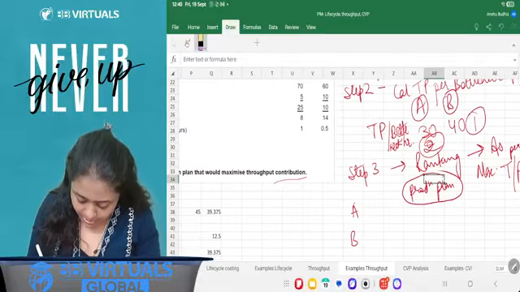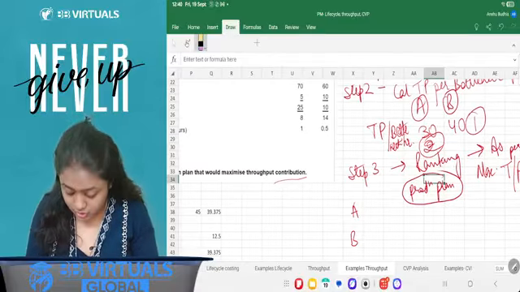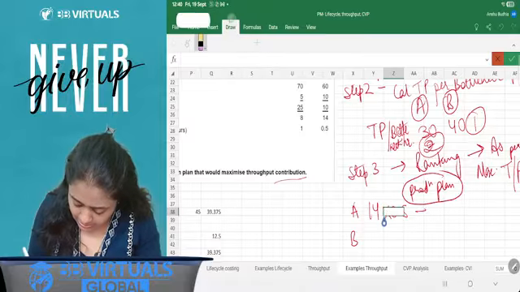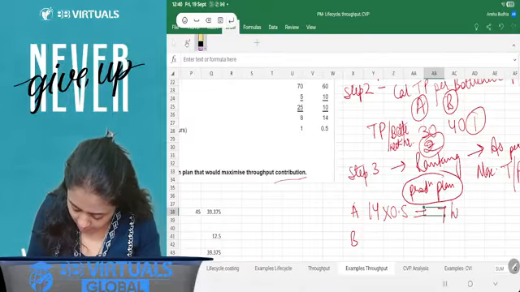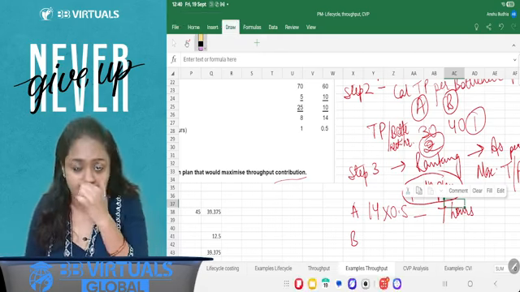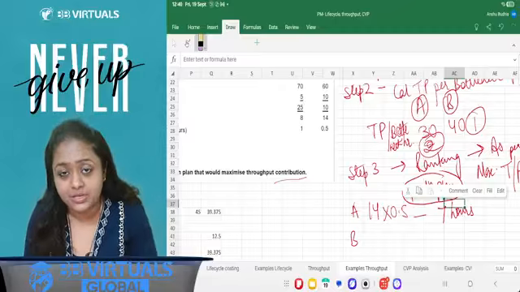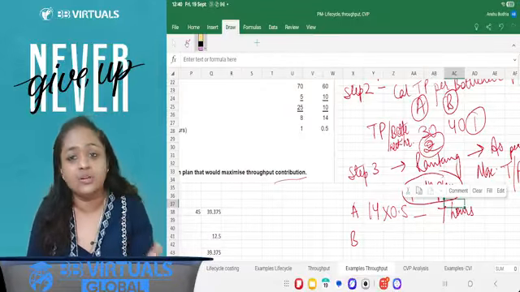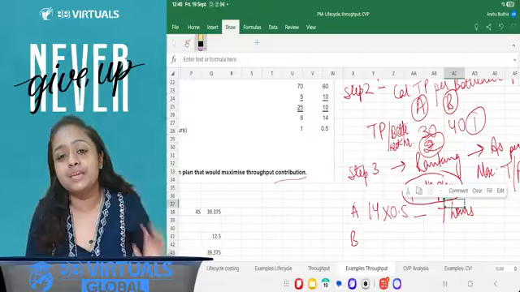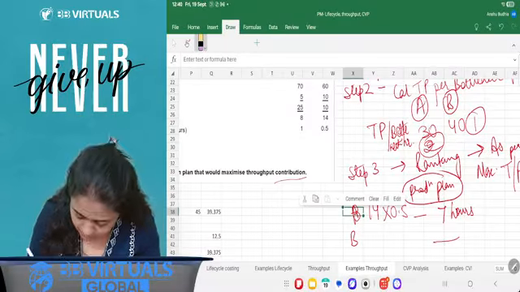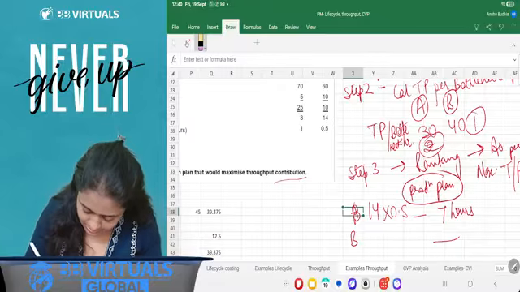Product A will require 0.5 hours of process 2 and total units to make is 14. So each unit will require 0.5 hours. Total hours they require is 7 hours. Product B will require 1 hour and total they can make 8 units. 8 into 1 is 8 hours. 8 plus 7 is 15, but we don't have 15 hours. So how much can we give hours to product B? I'm sorry, this is product B. I'll just correct it.